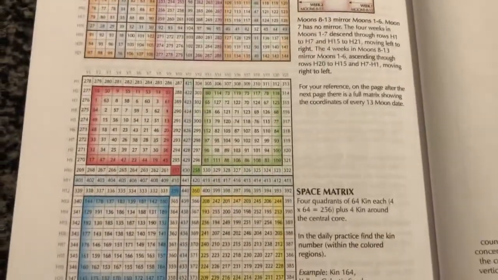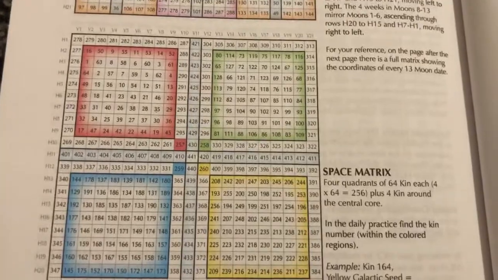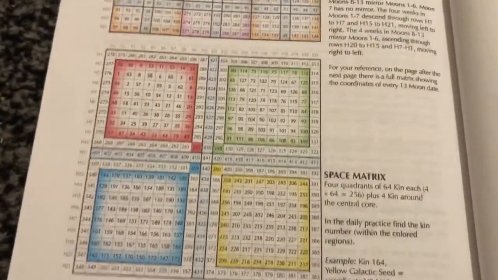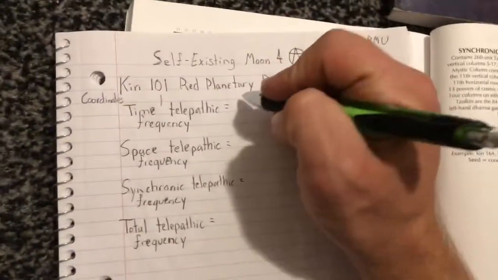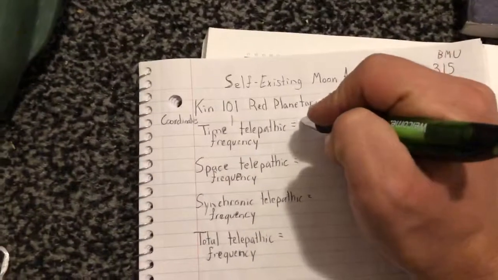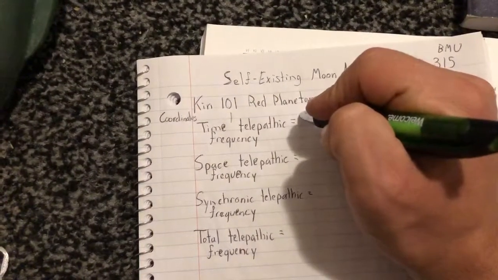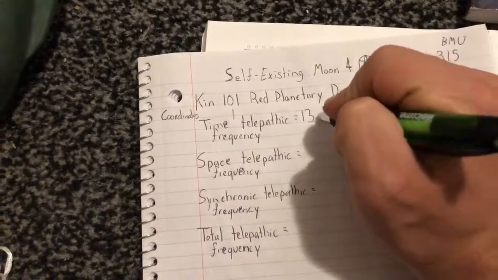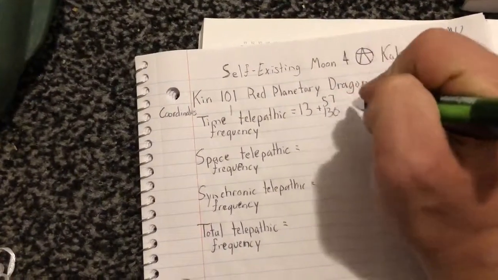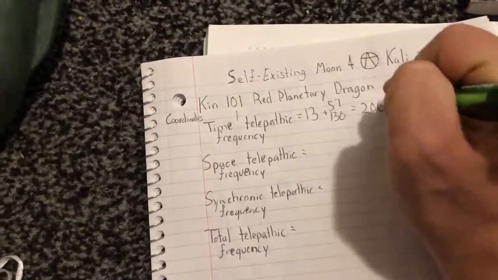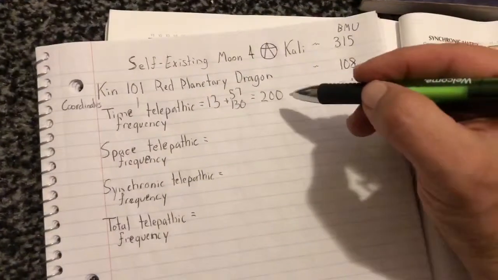I did this math earlier today. Pretty sure that's 200. So yeah, we got 57 plus 13 is 70. 70 plus 130 is 200. So we got our first telepathic frequency, 200.